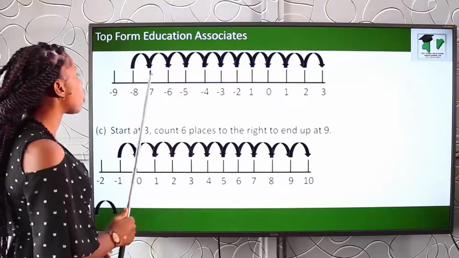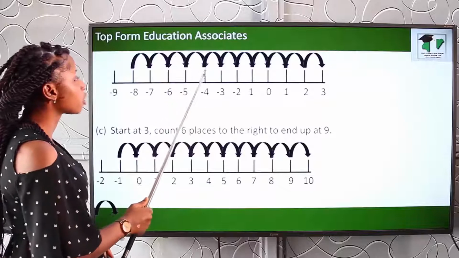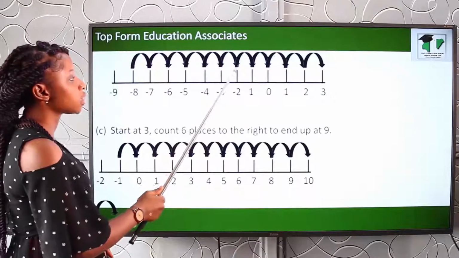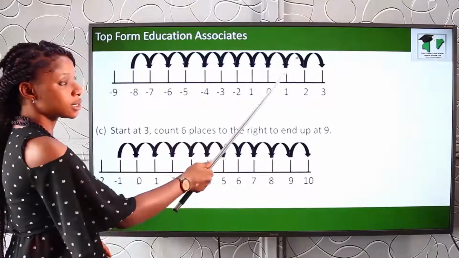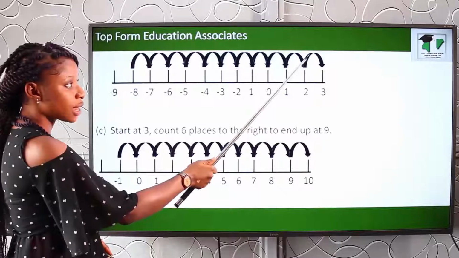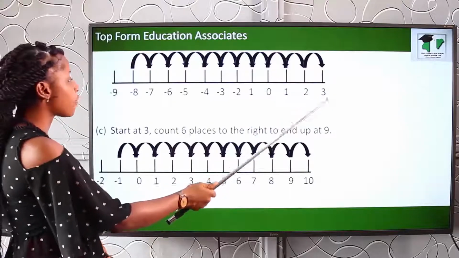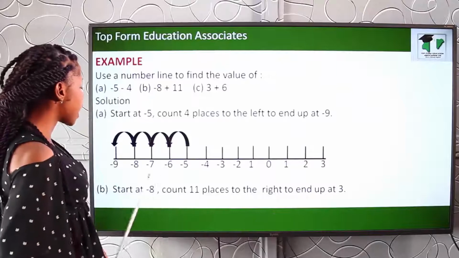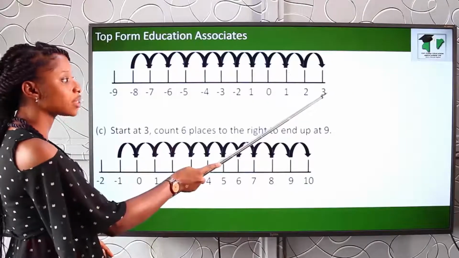Let's go. 1, 2, 3, 4, 5, 6, 7, 8, 9, 10, 11. Now, what do we have at 11? 3. So, therefore, minus 8 plus 11 will give us 3. So, therefore, our answer is 3.